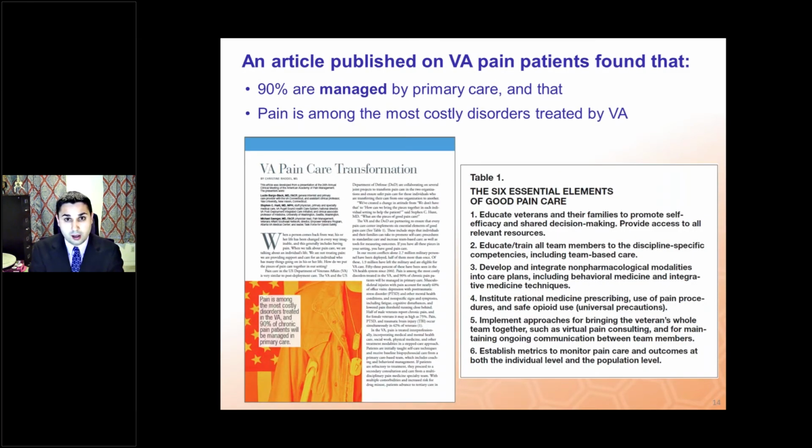Particularly in the VA, 90% of patients with pain are being managed by primary care. And as such, it's one of the most costly disorders treated by the VA. So having alternative modalities to treating pain patients is important.